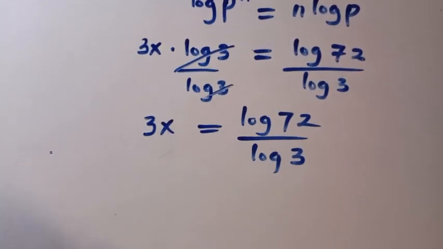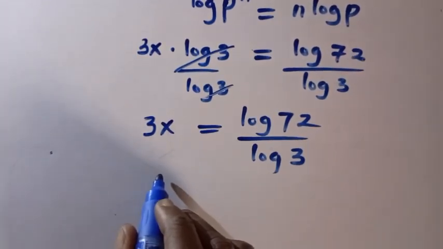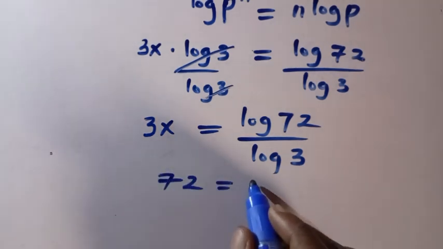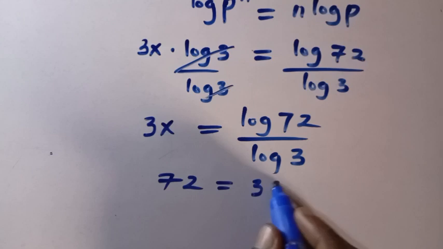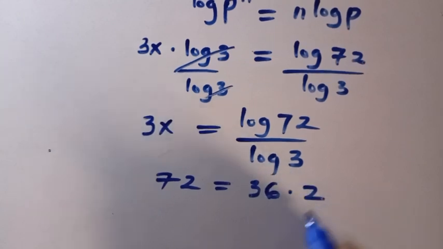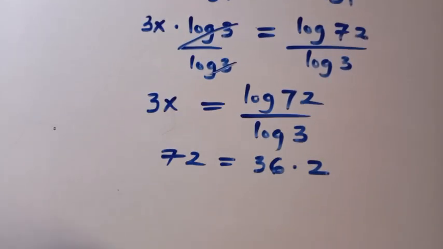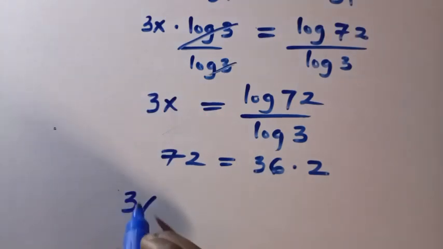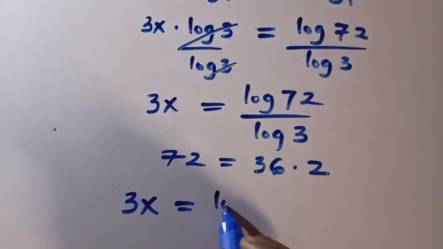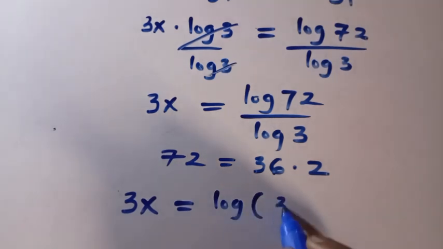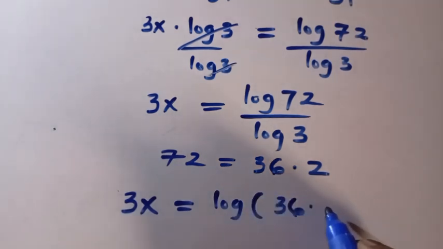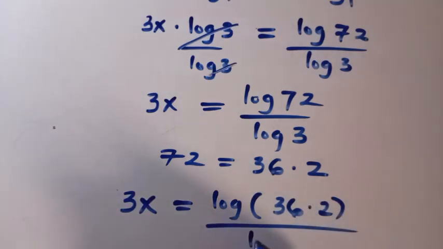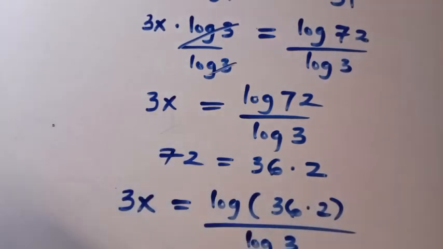Then from here, you can see that we have 72 equals 36 multiplied by 2. Then we have to replace it. By replacement, we have 3x equals log (36 multiplied by 2) divided by log 3.